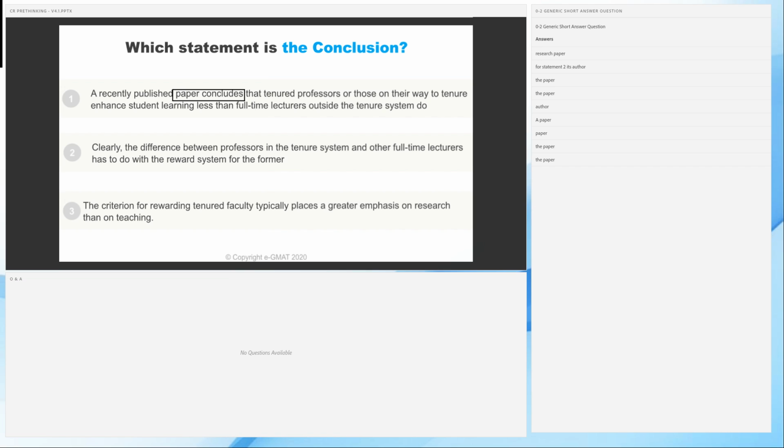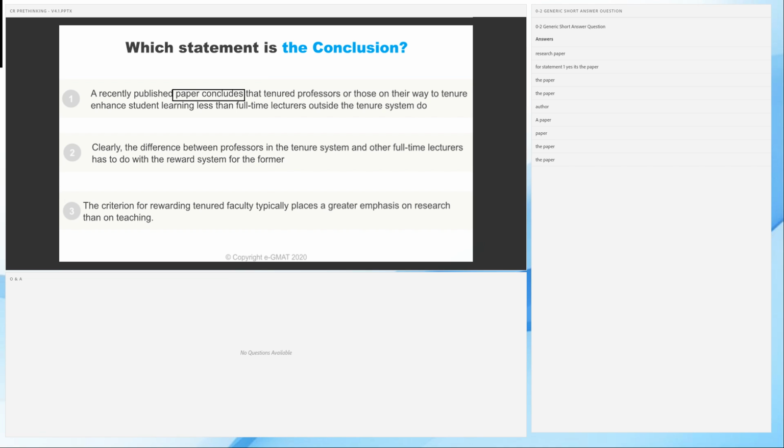In fact, statement 1 is a fact that the author tries to explain. Statement 2 is what the author says. It says that clearly the difference between professors in the tenure system and other full-time lecturers has to do with the reward system for the former. This is what the author is saying. The author is trying to explain why this difference exists, and he says it's a reward system.